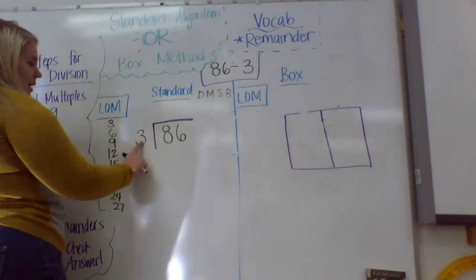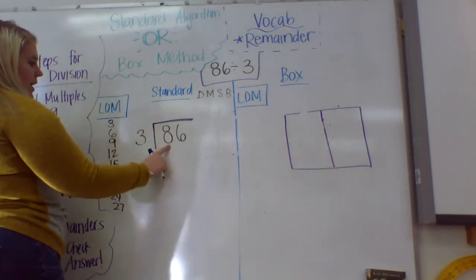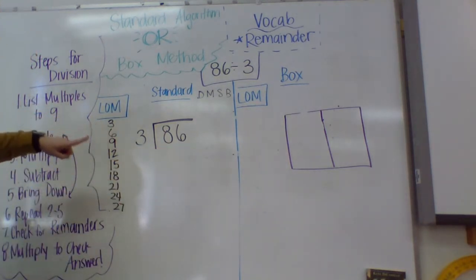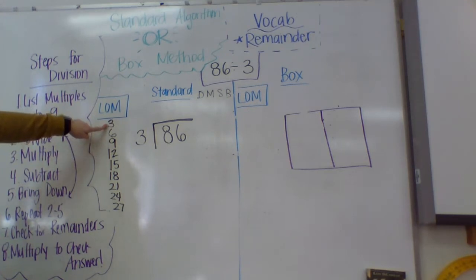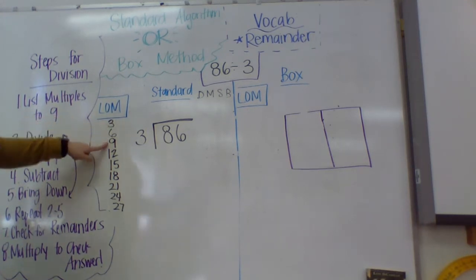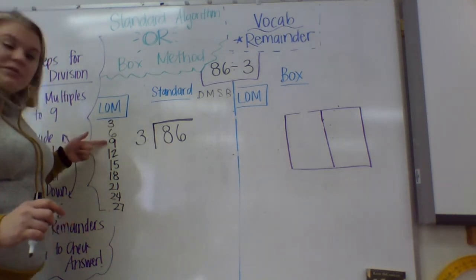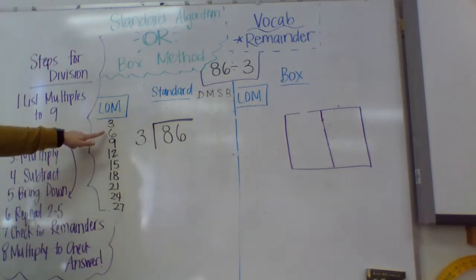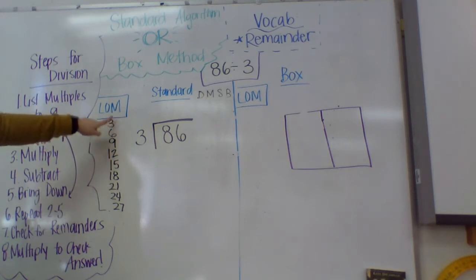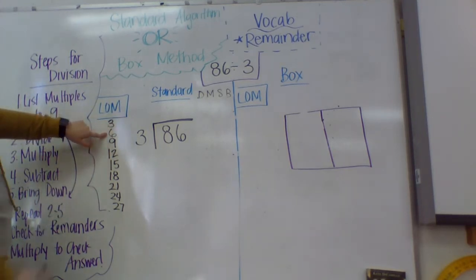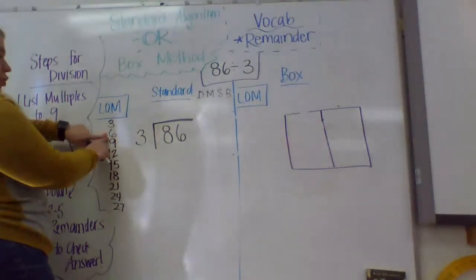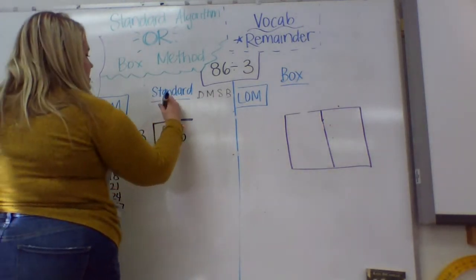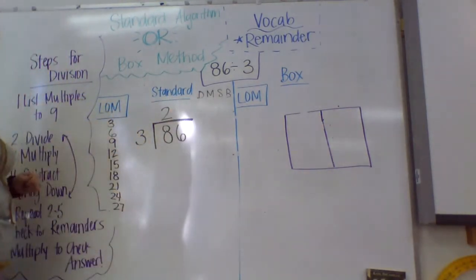So I want to know how many times can 3 go into 8. So I'm going to come over here and see how close I can get to 8 without going over. 3, 6, 9, that's too much. Always go to the multiple that's too much and go back one. So I know 3, 6, still not there, 9, too much. Gotta go back. And that is 3 times 2 equals 6. So that means that 3 can go into 8 2 times.